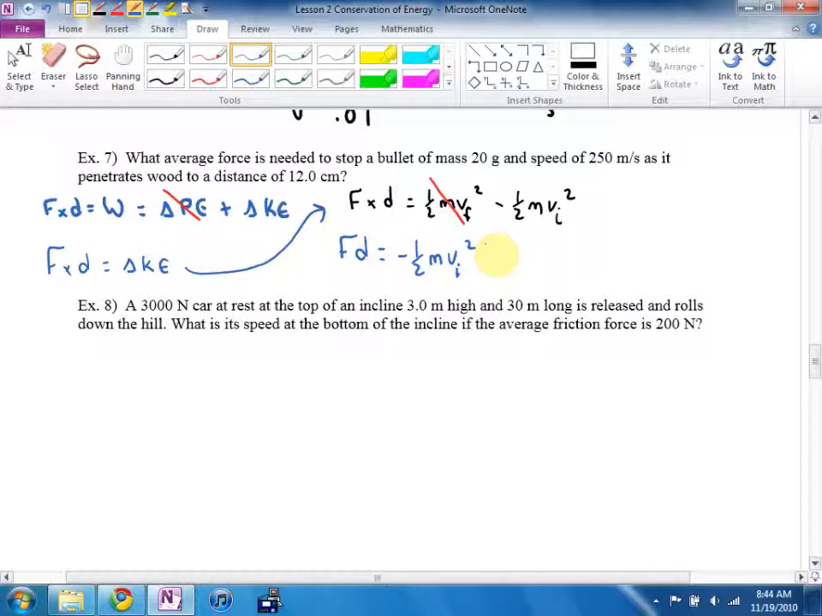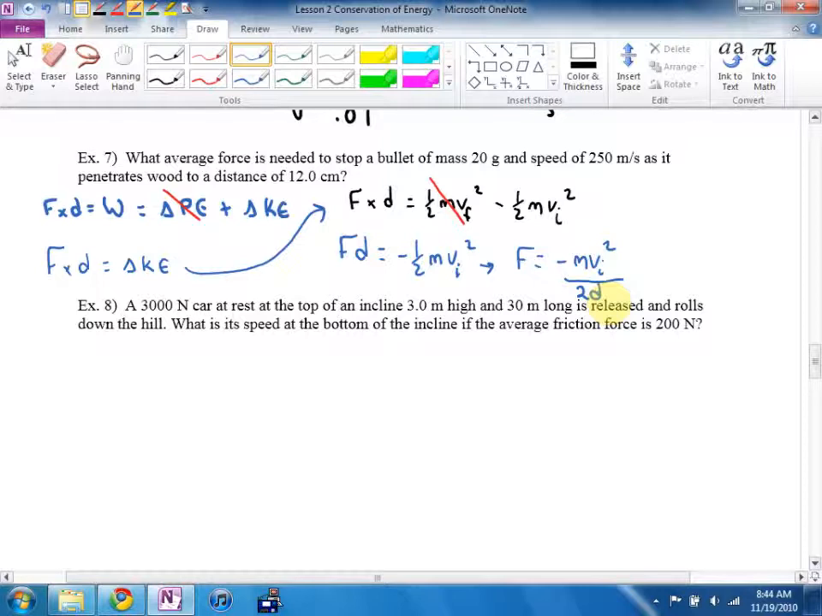How would I get the force? Because that's what this question wanted me to find. How would I get the F by itself? Divide. In fact, I think I'm going to get this: F equals negative m v initial squared all over 2d. Instead of a 1 half, I just put a 2 in the denominator. That's the same thing, but that looks cleaner to me. Anytime we can get rid of yucky fractions in the front, we'll take it.